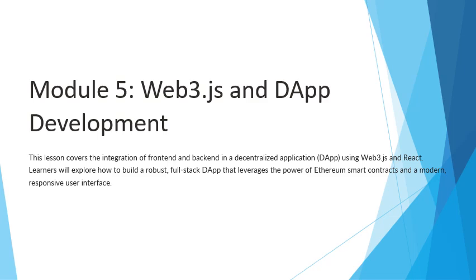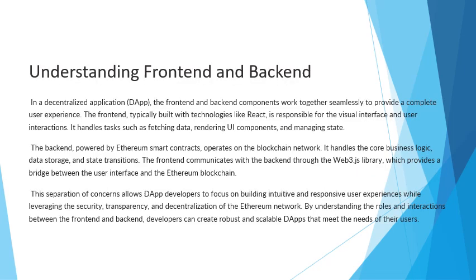This lesson will cover the integration of frontend and backend in a DApp. In a DApp, the frontend and backend components work together seamlessly to provide a complete user experience. The frontend, typically built with technologies like React, is responsible for the visual interface and user interactions. It handles tasks such as fetching data, rendering UI components, and managing state.